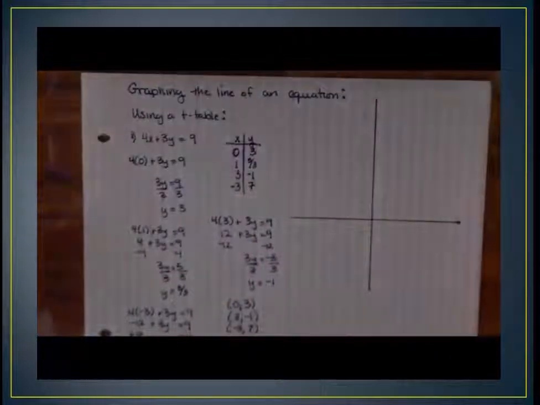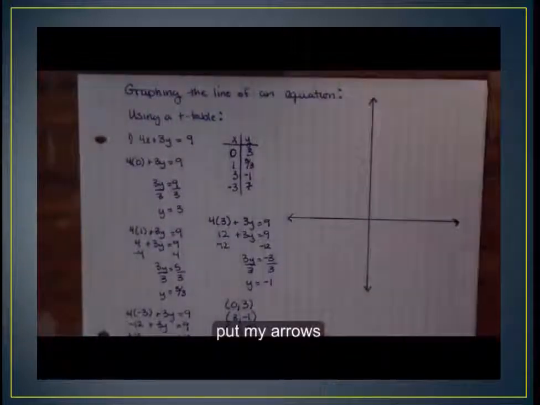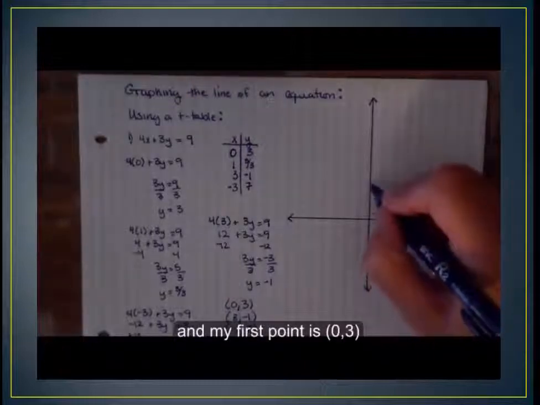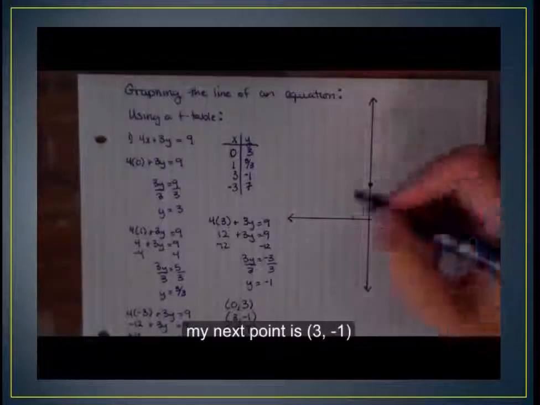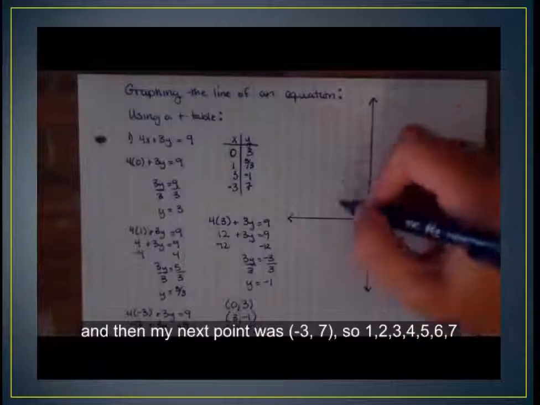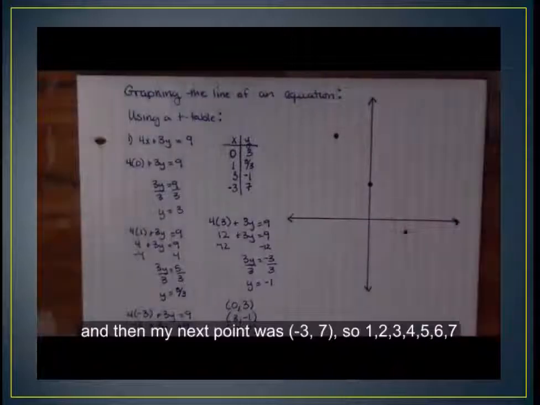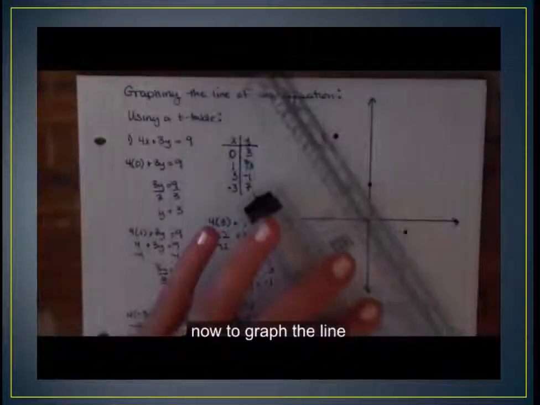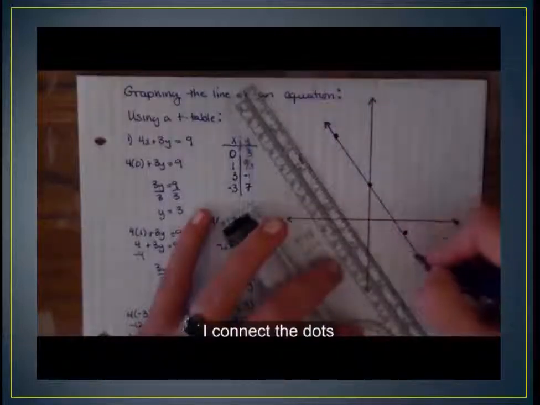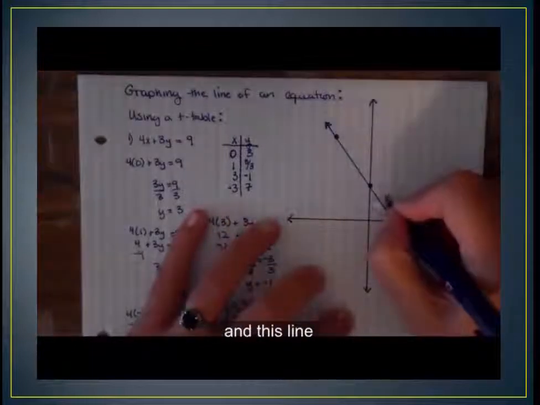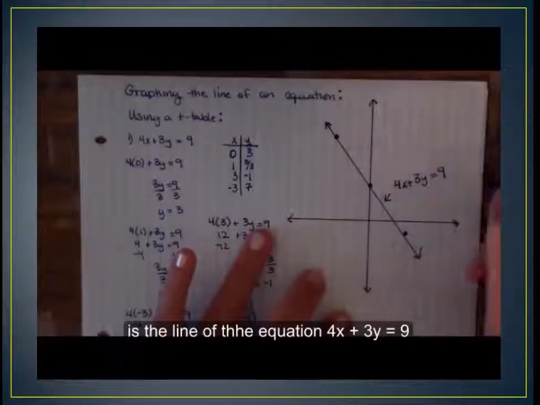Okay. Put my arrows. And my first point is 0, 3. My next point is 3, negative 1, and then my next point was negative 3, 7. So 1, 2, 3, 4, 5, 6, 7. Now to graph the line, I connect the dots. And this line is the line of the equation 4x plus 3y equals 9.